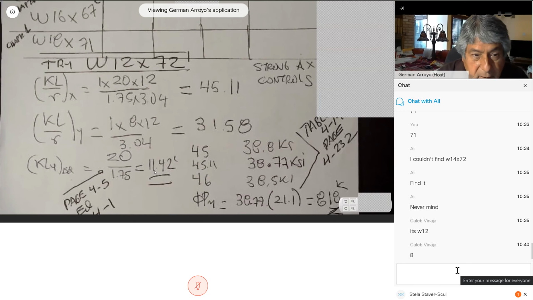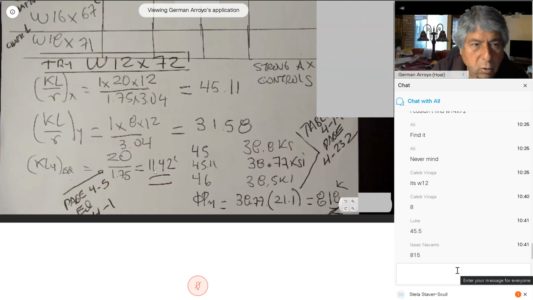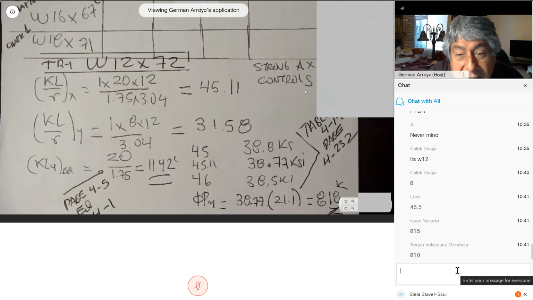Anybody? Just eyeball it. Put it in the middle. W12 by 72. No, go to the table where we found this. Go to the column table. 850, right? So it doesn't work. 810. Eyeballing it sometimes gets confusing.